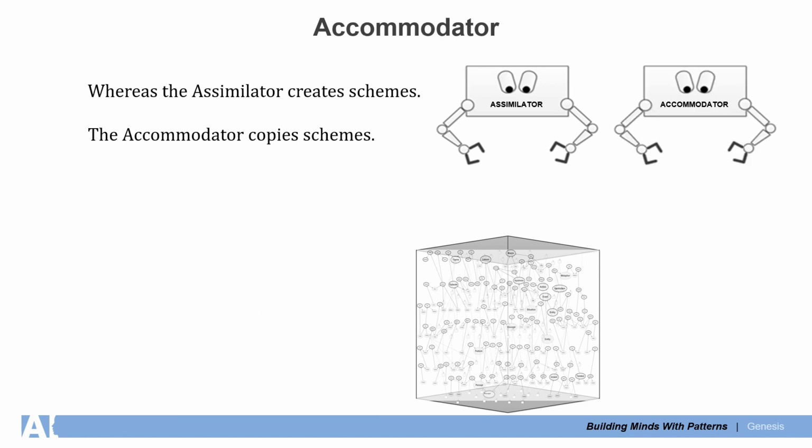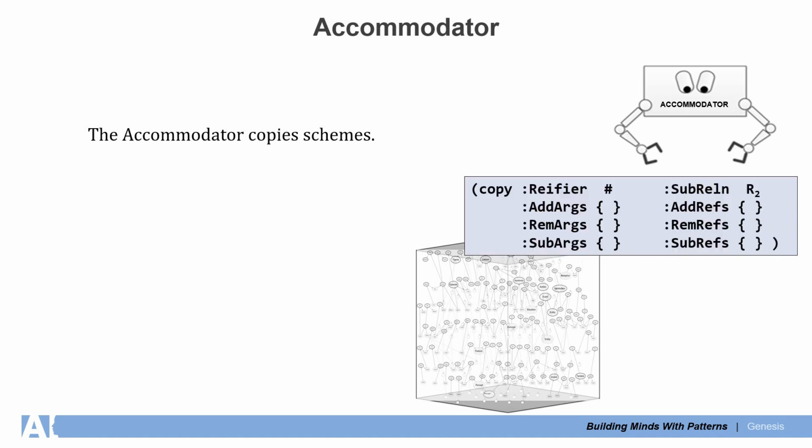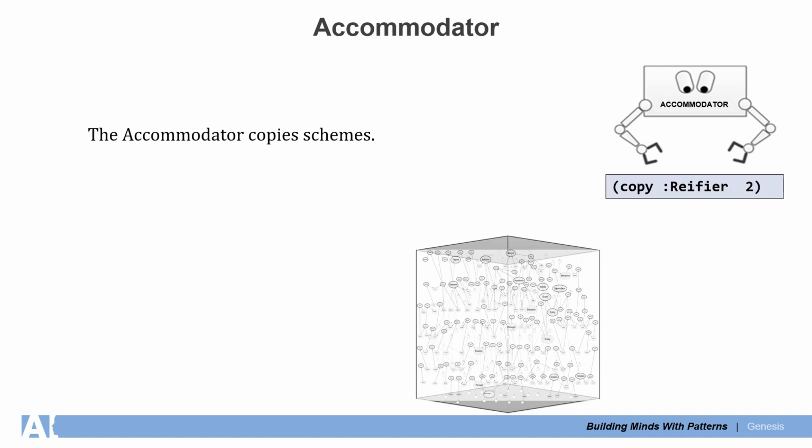Whereas the assimilator creates schemes, the accommodator copies schemes. And it copies schemes with possible modifications. So for example, if you copy a scheme with a particular reifier, you can substitute the relation, you can add arguments or add referents, you can remove arguments or remove referents, and you can substitute arguments or substitute referents during the copy process. If we copy reifier number 2, we get reifier number 3.